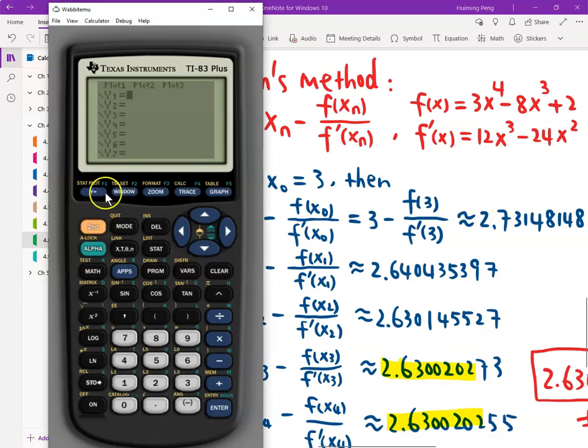Okay, so we define the function, which is y equals x minus f(x) over f prime at x, which is x minus parenthesis f is this function, right? So that's 3 times x raised to the 4th power minus 8 times x raised to the 3rd power plus 2, parenthesis, divided by the denominator parenthesis 12 times x raised to the 3rd power minus 24 times x raised to the 2nd power. Let me make sure. x minus f(x), right, over f prime x. Good. Now we have a function.